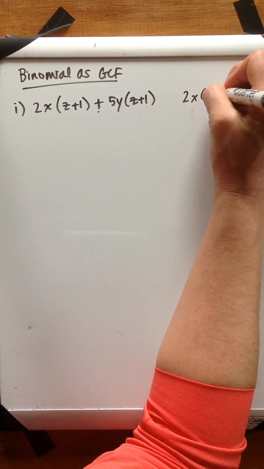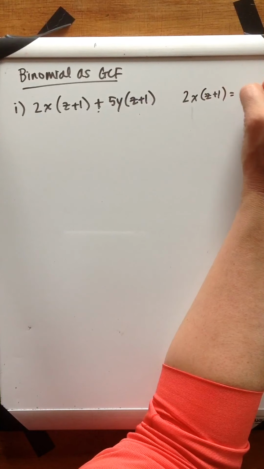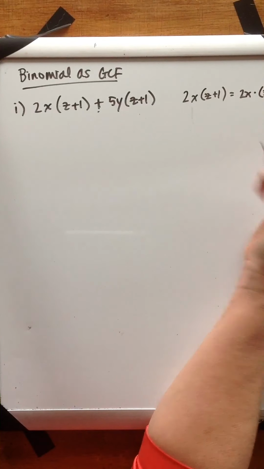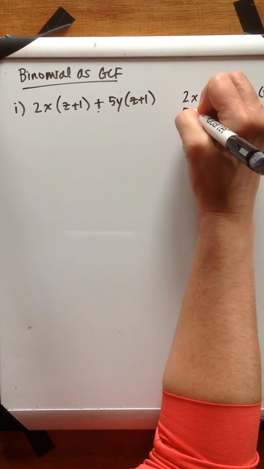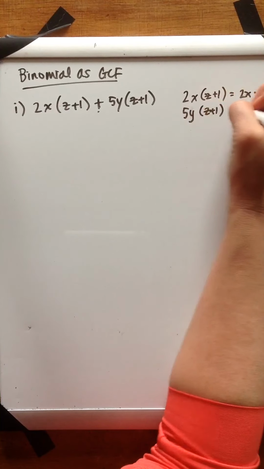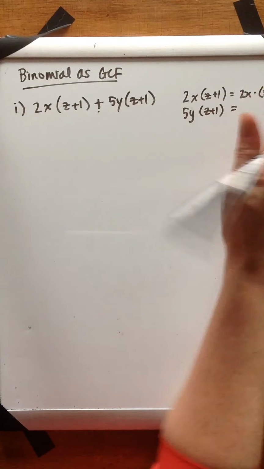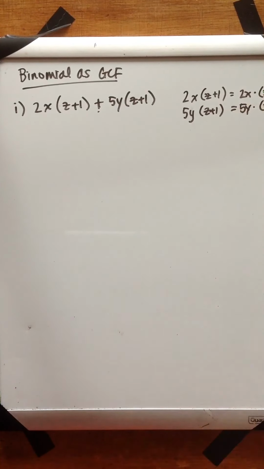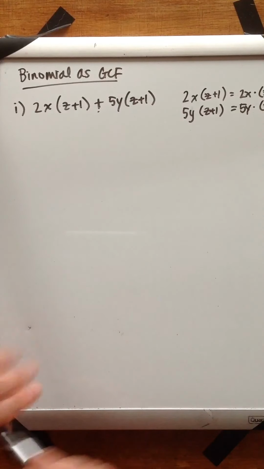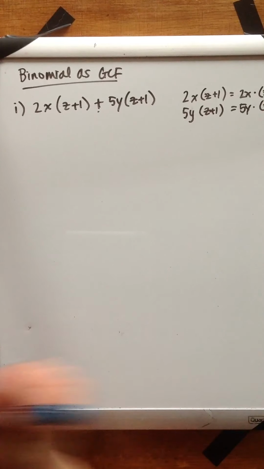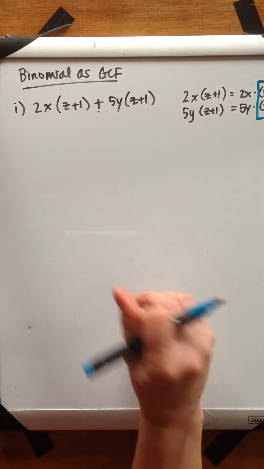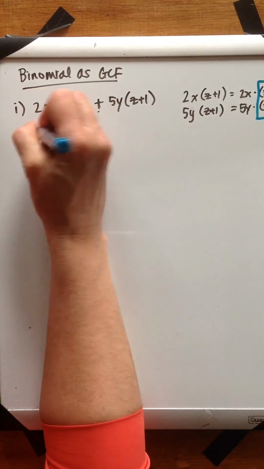So when I look at the first one, 2x times z plus 1, it's exactly that. It's 2x times z plus 1. I'm going to keep the z plus 1 together in brackets. And if I break this one apart into its prime factors, I just have 5y all by itself, also times z plus 1. So what I notice this time is that the GCF for these two is right here. It's actually z plus 1. It's a binomial that they share in common. So let's put that binomial out in front.